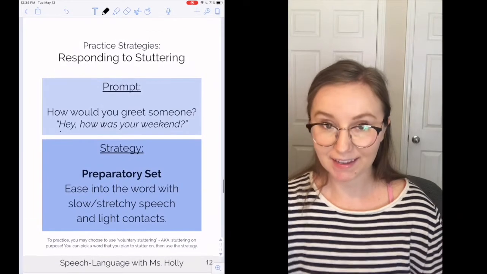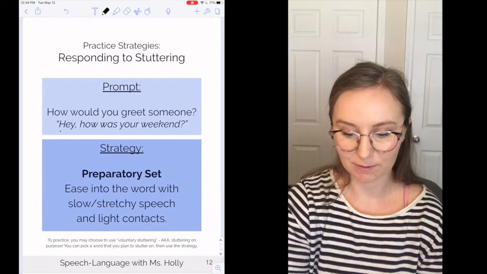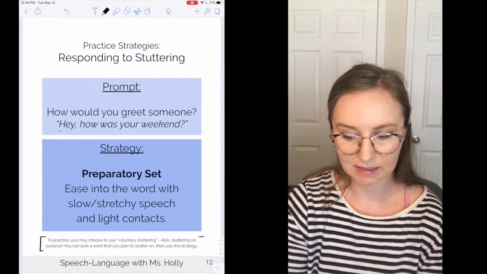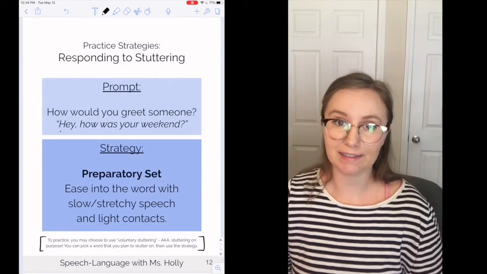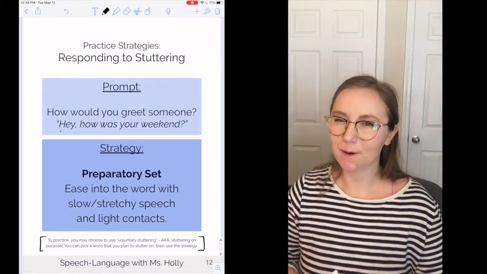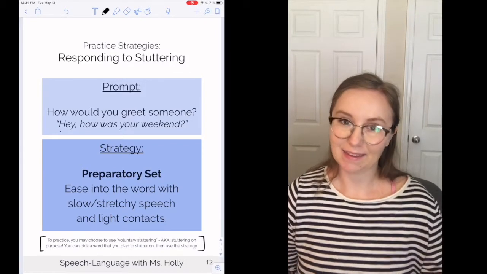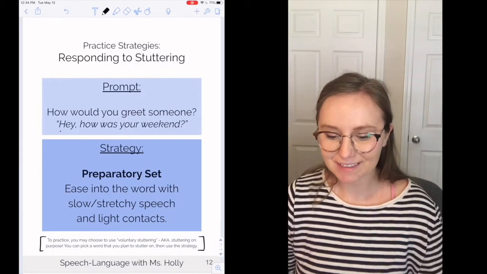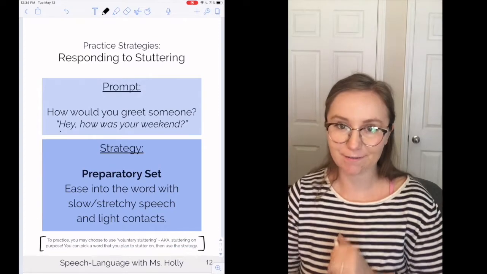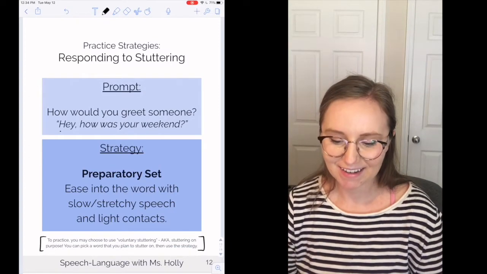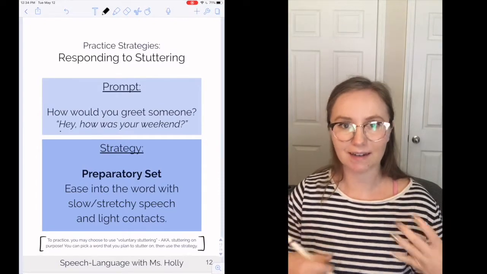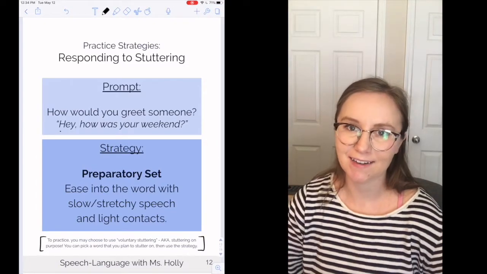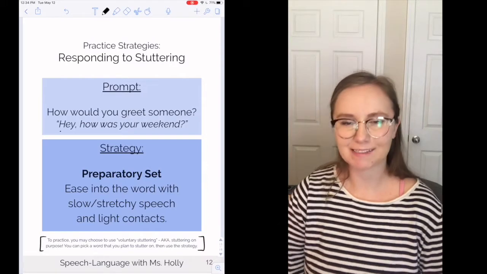And one thing I want to point out here is when we're practicing these strategies, you may stutter on your own, and that's a great opportunity to practice these. We know we don't always stutter during therapy activities, so what I'm going to have you do is choose a word to voluntarily stutter on, and that's stuttering on purpose. So you pick a word that you plan to stutter on, and then you practice the strategy then. It also helps you get really comfortable with stuttering.